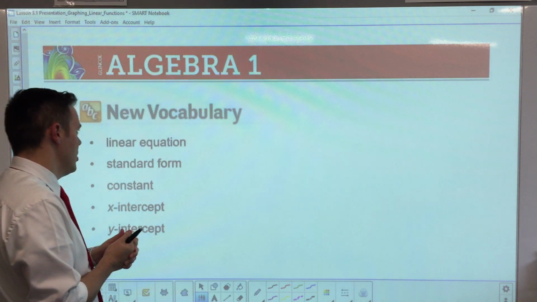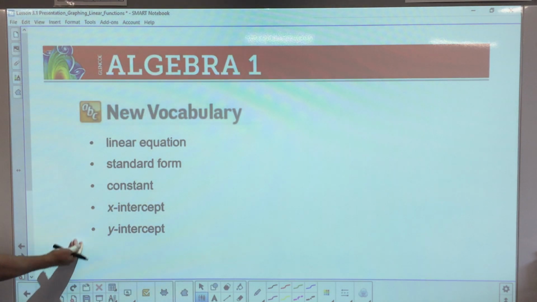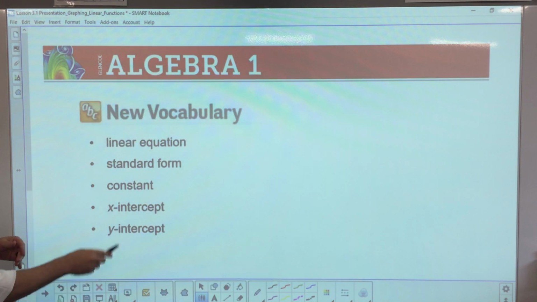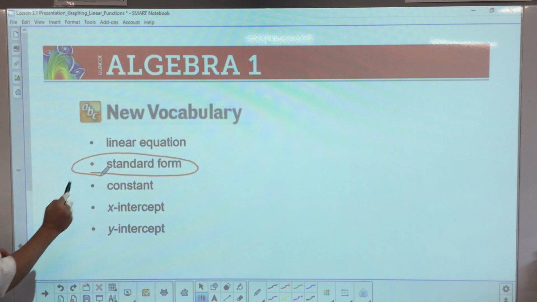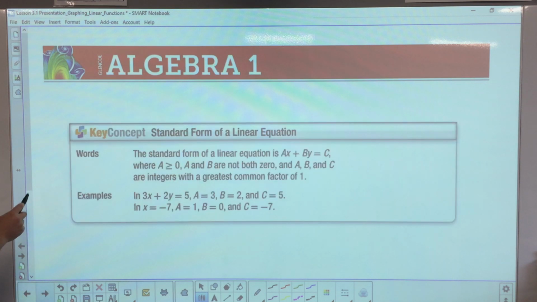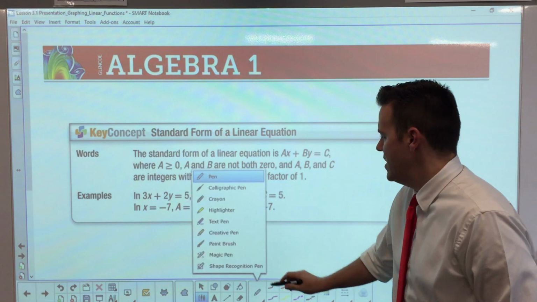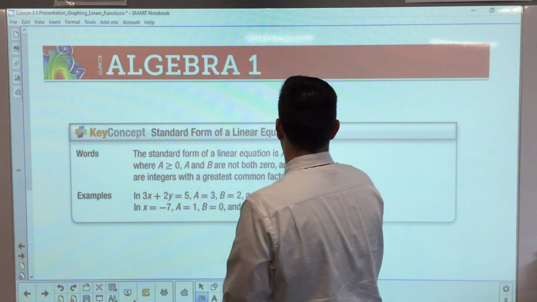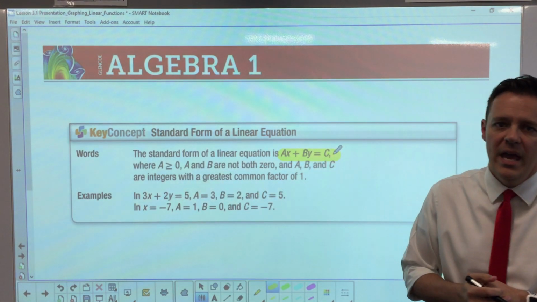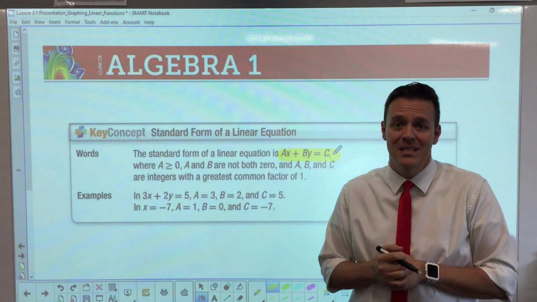So your vocabulary words on your notes, you'll see a couple things. Linear equation. Today, the big one is standard form. Okay, constant, x-intercept and y-intercept. You guys should have learned those in the past. First thing, standard form. The standard form of an equation that we're going to be dealing with is that form. ax plus by equals c.